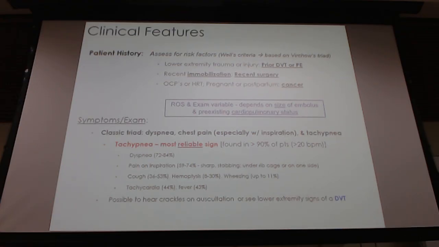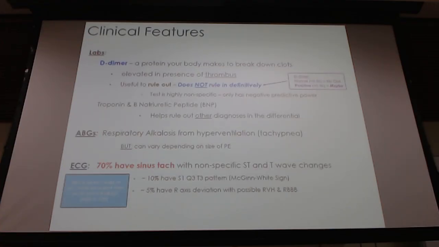All right, exam's not going to be huge, especially if it's a smaller PE. You may hear some changes in that parenchyma distal to that obstruction, where those alveoli are not being perfused. You have less oxygen there, so maybe you're not opening up those alveoli. So when you have to take deep breaths, you may hear crackles. And then obviously you need to make sure you're examining these patients for any signs of DVT, not just in the lower extremities. You can get DVTs up in your axillaries too, so make sure you're looking for signs of DVT and asking the questions.